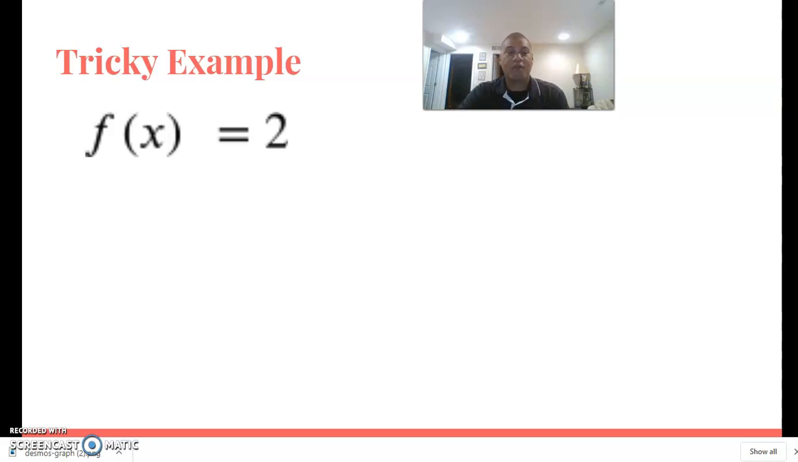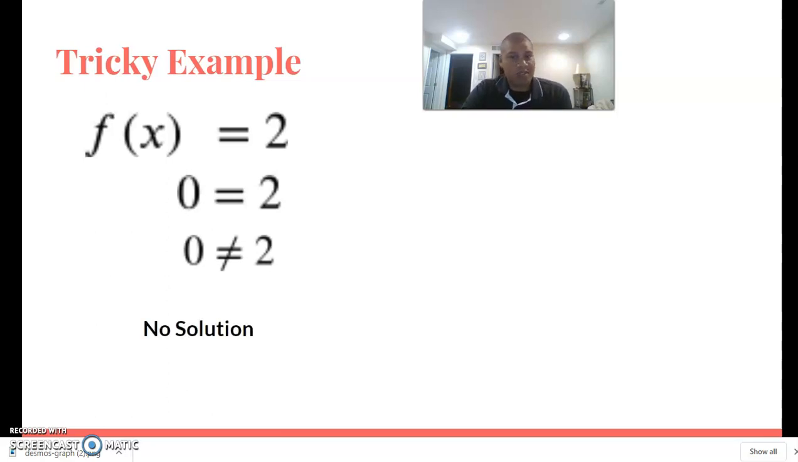F of x equals 2, okay? Think for a minute, what's missing? There's no x on the right side. You're right, there's no x on the right side, but we still plug 0 in for y, which means you still plug 0 in for f of x. So you get 0 equals 2. However, 0 does not equal 2, which means there is no 0. So we would say there's no solution.